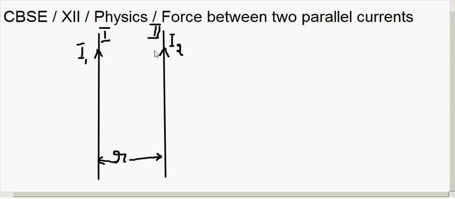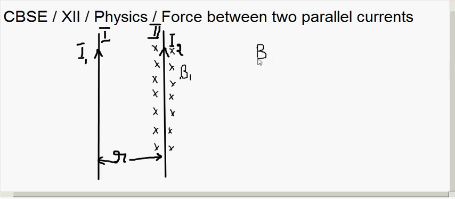Now here, because the first wire carries current I1, it produces a magnetic field around it. So the magnetic field produced by the first wire due to current I1 is given by B1, and the direction is as shown in this figure. It is inward, perpendicular to the plane of the paper. To know this direction you have to use the right hand grip rule. This is B1, the magnetic field produced by I1.